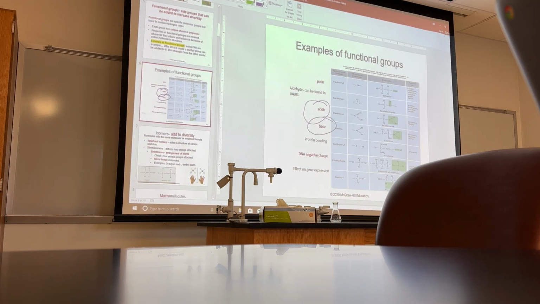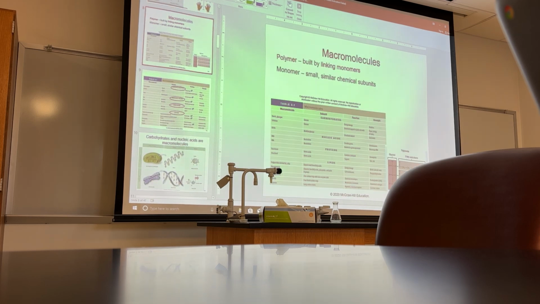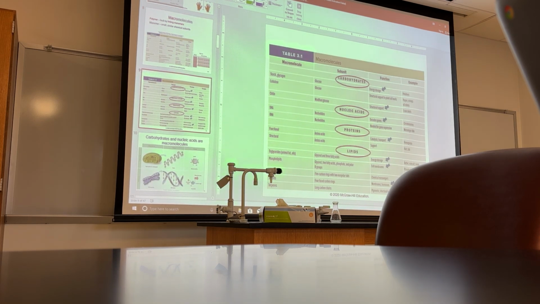So now, if you want me to slow down a little bit on these things, I will. I do want you to know the basic part, though I think you already know this. Carbs are for energy. Nucleic acid is for DNA. Proteins are for everything.